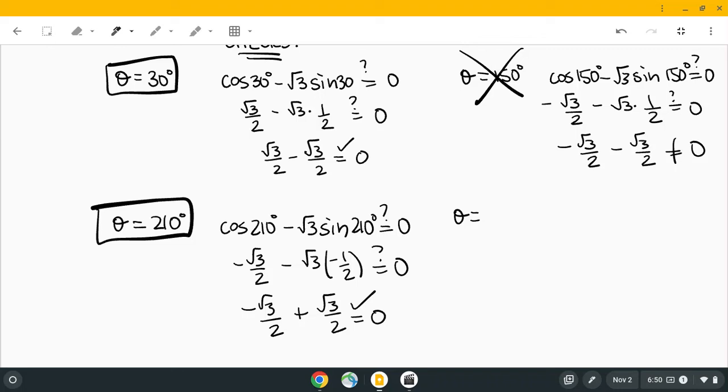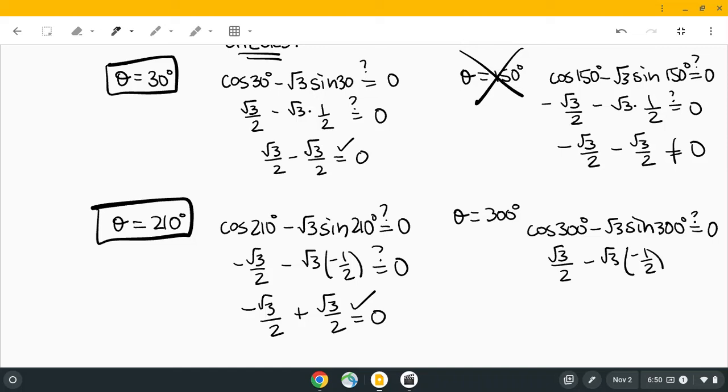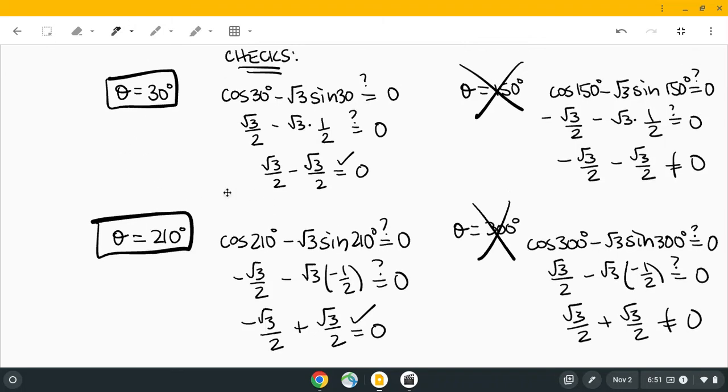And then the last one, 300 degrees. Let's check this one. Cosine 300 degrees minus square root 3 times sine 300 degrees. Does this equal 0? All right, cosine 300 degrees is on the positive side, so positive square root 3 over 2. This one is on the negative side, negative 1/2. So does this equal 0? No, because we have this plus this. So this one does not equal 0. So we are not going to include these two. Okay, so it turns out these are the two solutions for this equation.